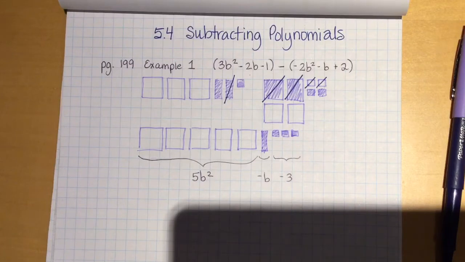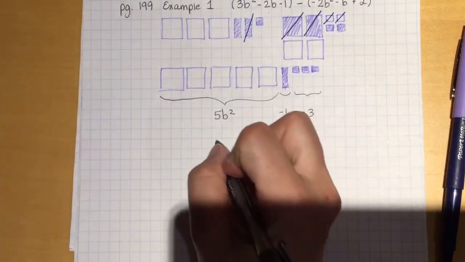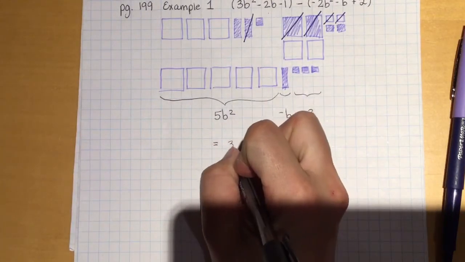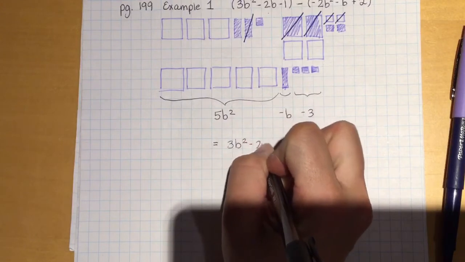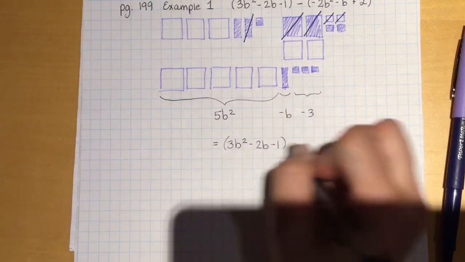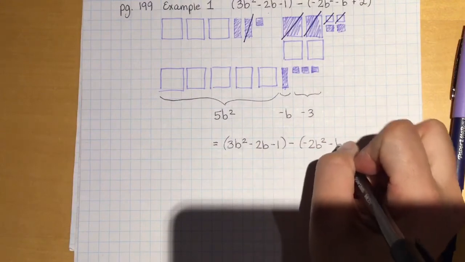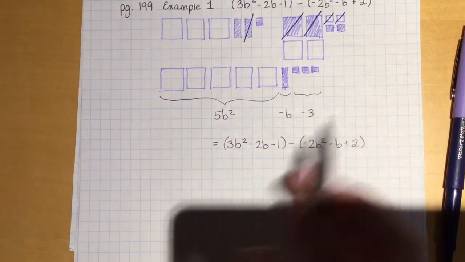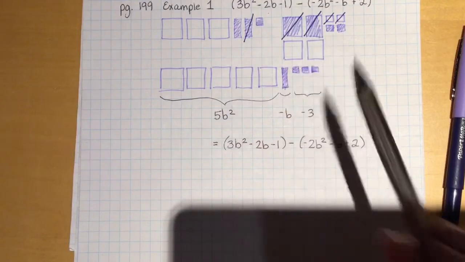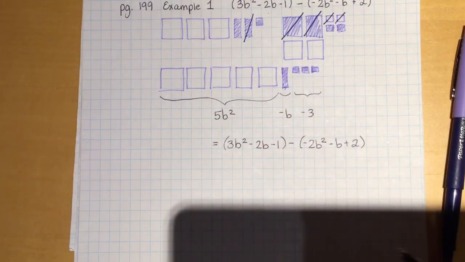Now, if we didn't have algebra tiles, what would that look like? I'm going to use the exact same equation. So we'll start with 3b squared minus 2b minus 1, subtract negative 2b squared minus b plus 2. Don't forget to copy them down correctly. That happens to me all the time.